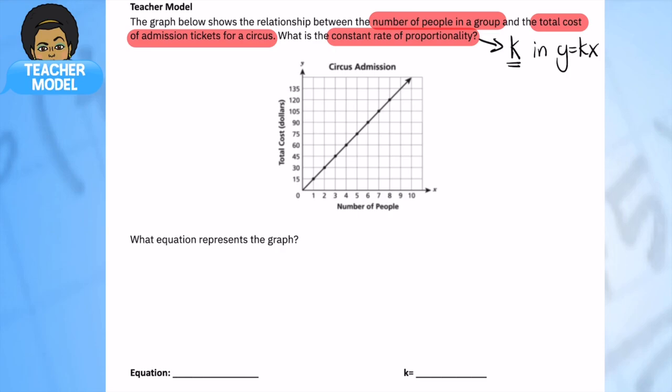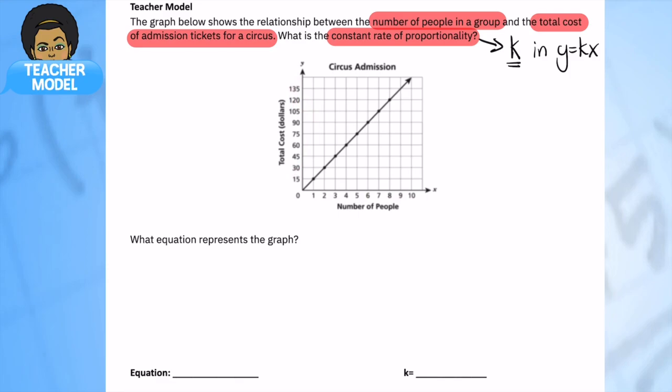Now we know this is proportional. We've gone through this before. This is linear. We also know that it starts at the origin (0, 0), and it is increasing. I see that as the number of people increases, so does the number of dollars. So how do we check for k?